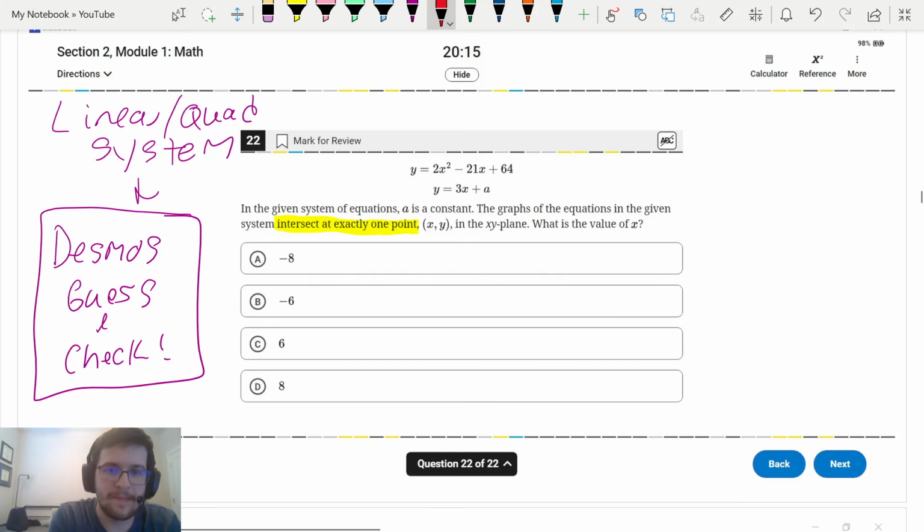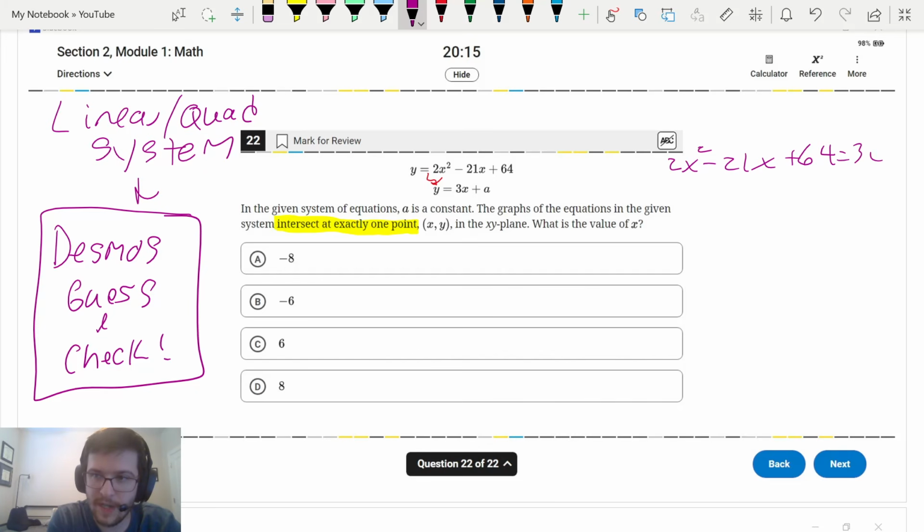We're going to substitute for y. So let's do that. I'm going to plug this in here. Again, y is by itself for both of them, so that's pretty nice. 2x squared minus 21x plus 64 equals 3x plus a. And now we're going to move the 3x over, so we subtract it, and we get minus 24x plus 64. We're also going to subtract the a over, so we get minus a equals 0.